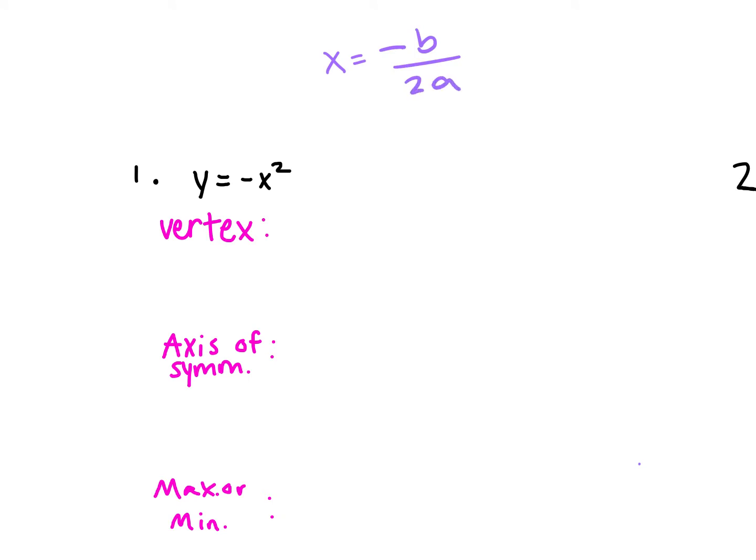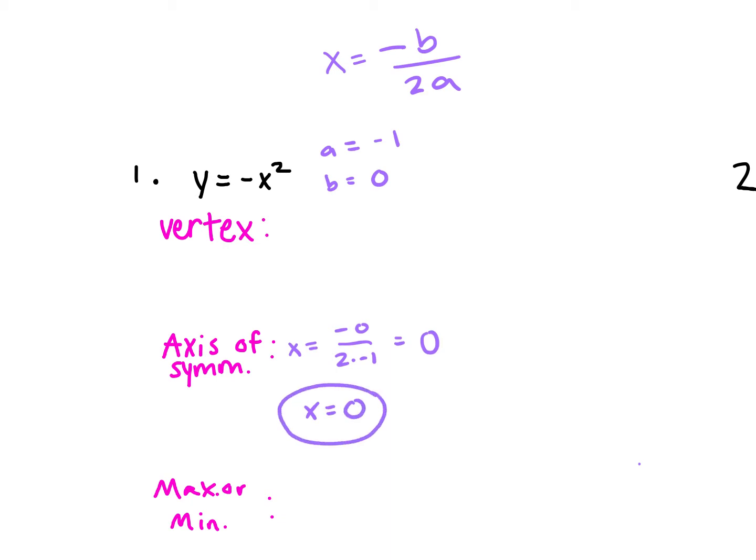Perfect. So what's our a here? Negative 1. And what's our b? 0. Awesome. So our axis of symmetry would be x equals negative 0 over 2 times negative 1. What happens automatically when 0 is on top? 0. So x is equal to 0 is our axis of symmetry.